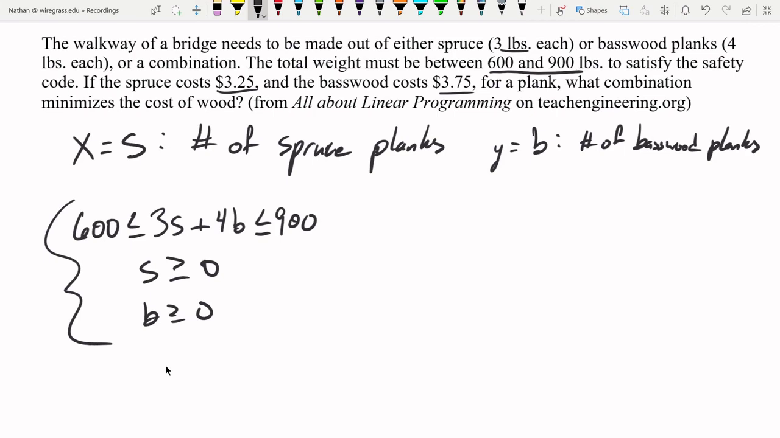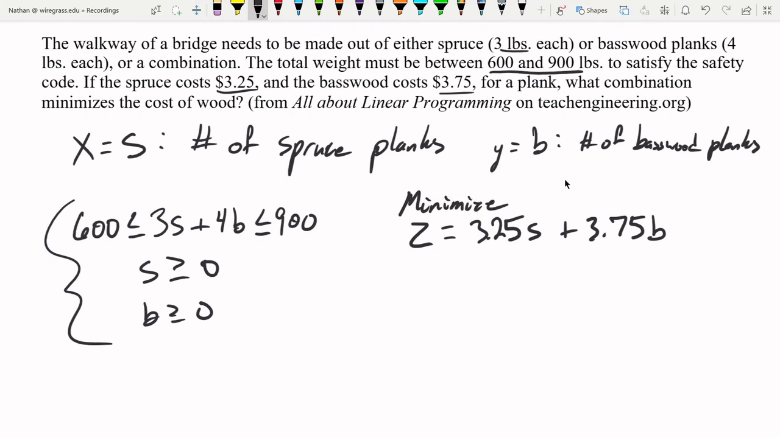Of course, our objective function, the thing that we're really looking for, we always typically use Z for the objective function. This is going to be the cost. So the cost is going to be $325 per spruce wood plank, plus $375 per basswood plank, and we're trying to minimize this objective function. So with that in mind, let's go ahead and graph this thing and see what we get.